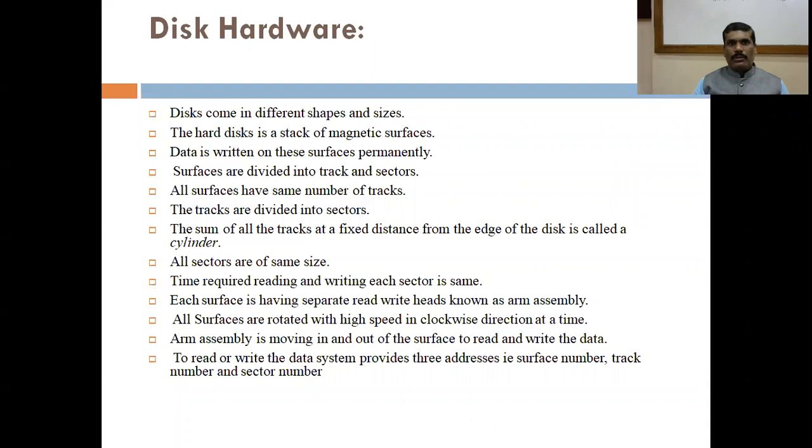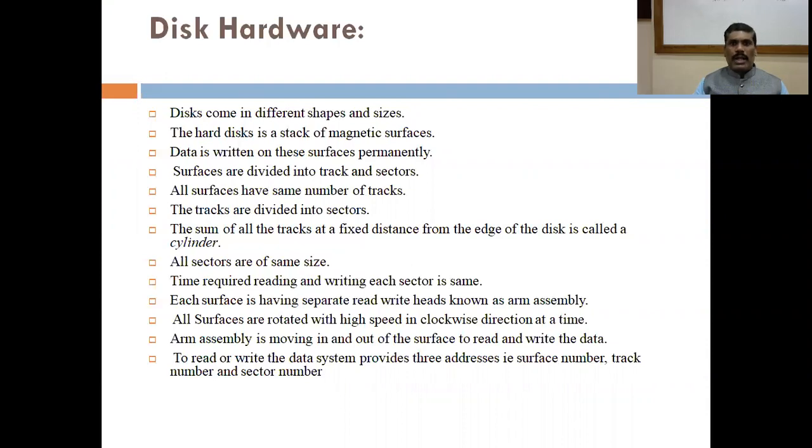First, you have to understand the hardware, that is a hard disk. Disks come in separate shapes and sizes. The hard disk is a stack of magnetic surfaces. Data is written on the surfaces permanently except the first surface and the last surface. Surfaces are divided into tracks and sectors. All surfaces have the same number of tracks. The tracks are divided into sectors.